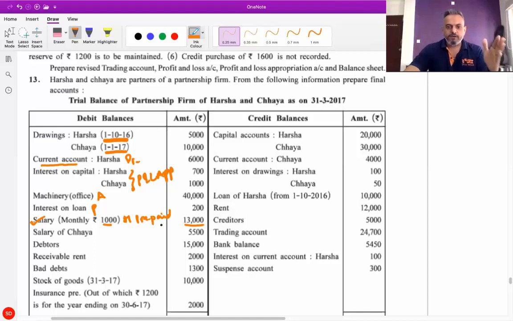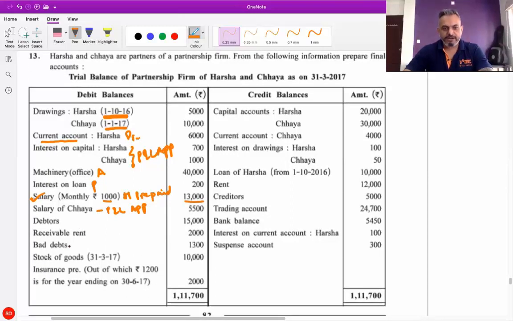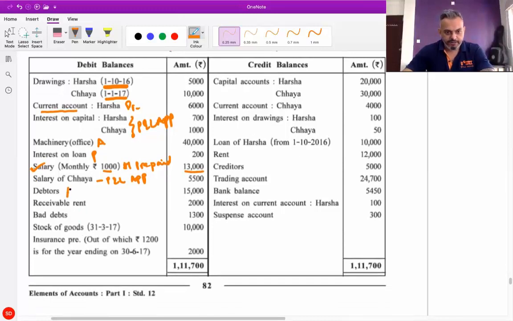1,000 per month, so it should be 12,000, but it is 13,000. So 1,000 we have paid in advance. So we deduct it from salary and transfer it to balance sheet asset. Salary of Chaya, again P&L app, because Chaya is our partner. Then debtors, receivable rent, bad debts. Debtors asset, receivable rent asset, bad debt profit and loss as per adjustment, stock of goods at 31/3/2017. So closing stock is already given, asset.